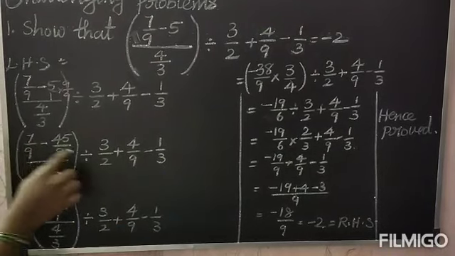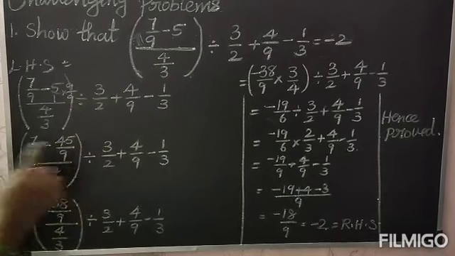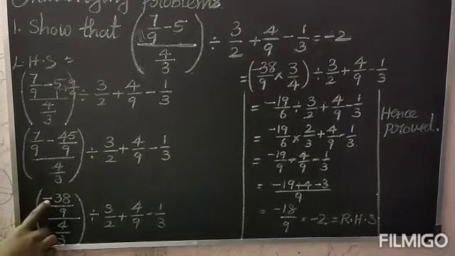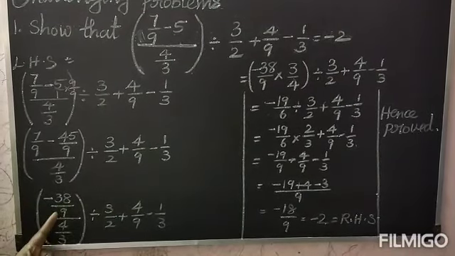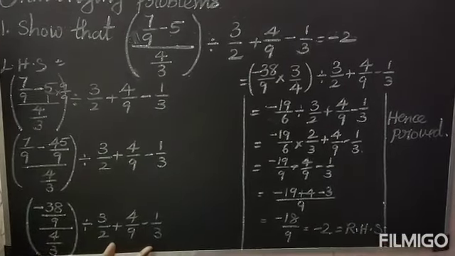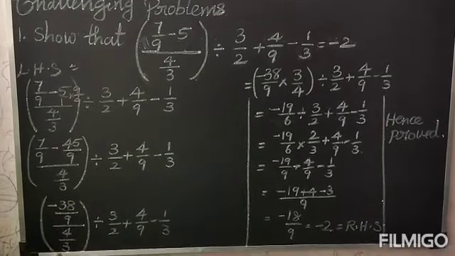Next, here the denominator becomes the same, 9. So subtract the numerator: 7 minus 45. What will you get? Minus 38. Okay. So minus 38 by 9 divided by 4 by 3. Write the remaining rational numbers as they are. So minus 38 by 9 divided by 4 by 3 now.